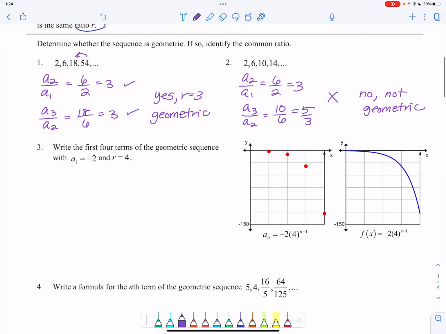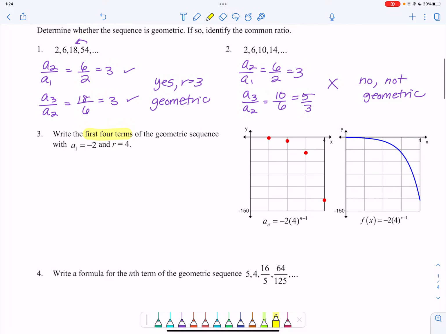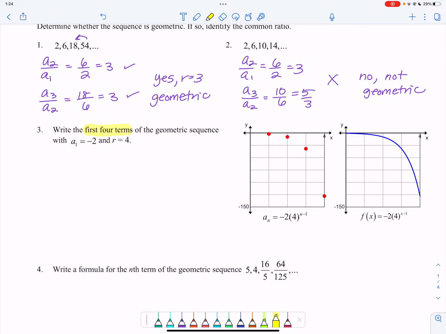So now here we're going to write the first 4 terms of a geometric sequence. They give us A sub 1, and they also give us the common ratio. So let's write this down. A sub n is equal to A sub 1 times R to the n minus 1. So A sub 1 is the first term times 4 to the 0 power, 1 minus 1 power, which is 0. And that's going to be negative 2.